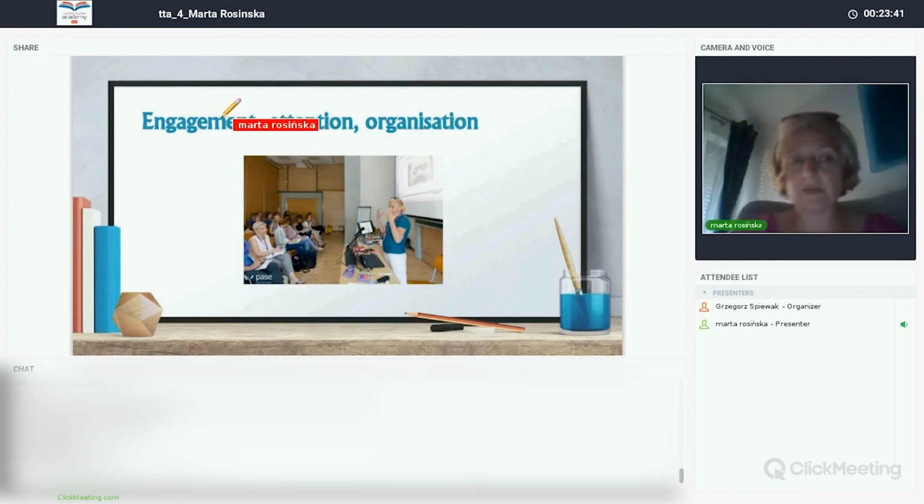We need engagement, and this is the umbrella term, okay? And we need attention and we need organization. And this is what I want to talk to you about today and prove, hopefully, how important both of these are, attention and organization, when it comes to engagement in teaching and teacher training.